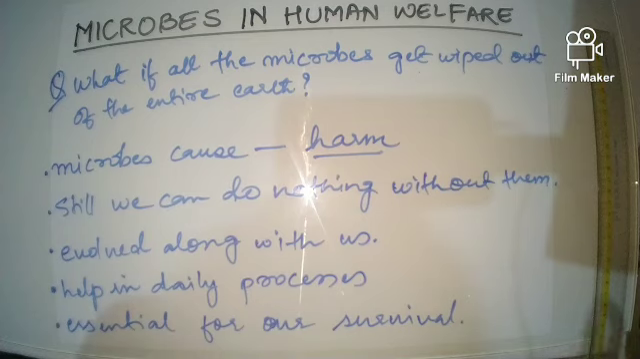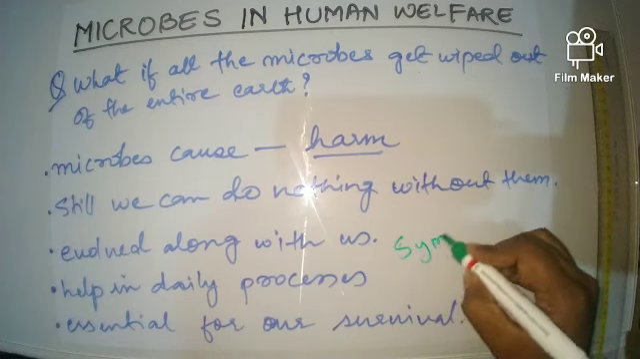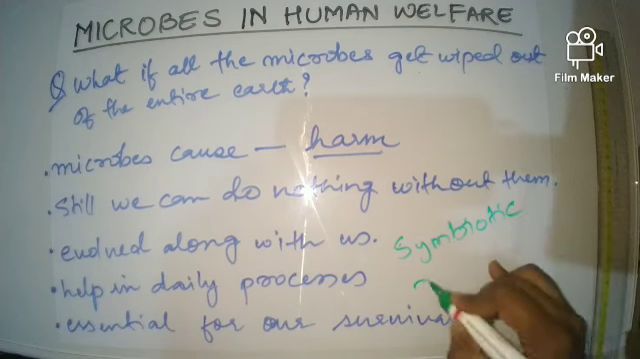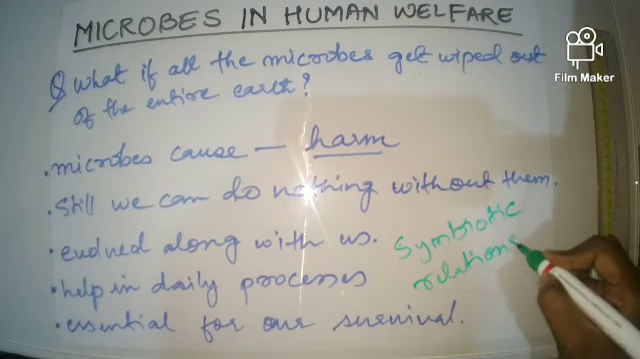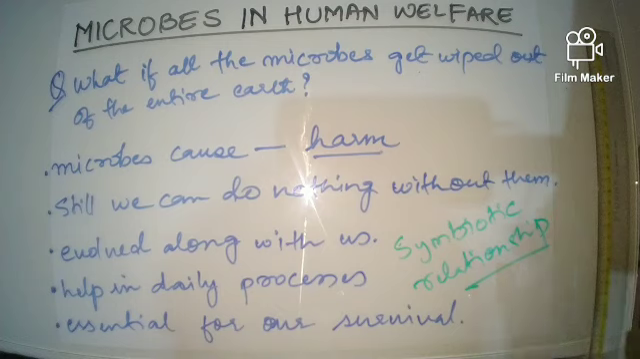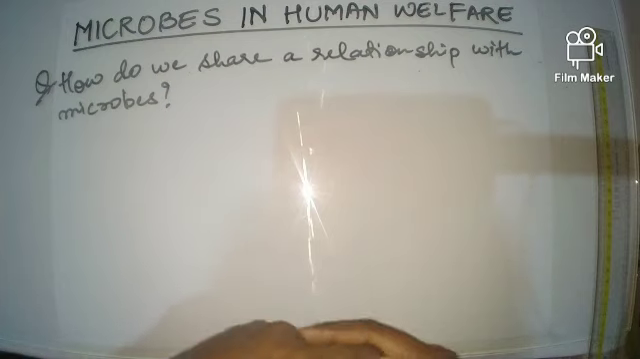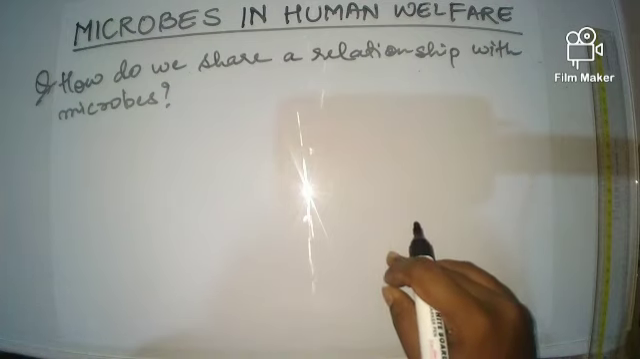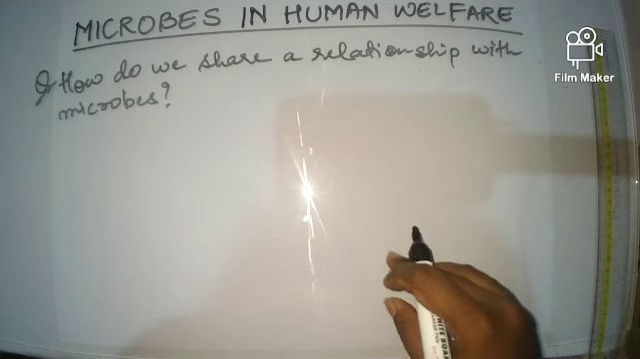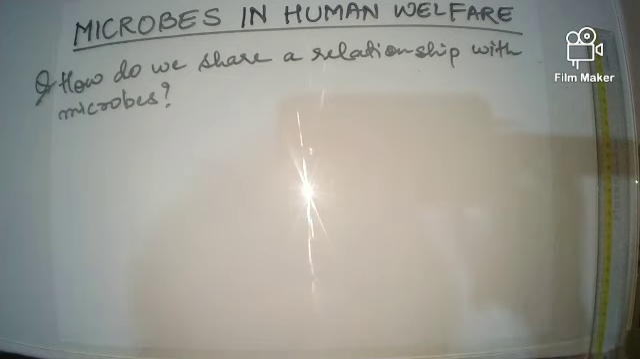What do we share? Symbiotic relationship. So how do we share a relationship with microbes? An average human has millions of microbes, including bacteria, viruses, fungi, and protozoa in them. For every human cell, there are 10 microbial cells, the majority of them living in the gut.